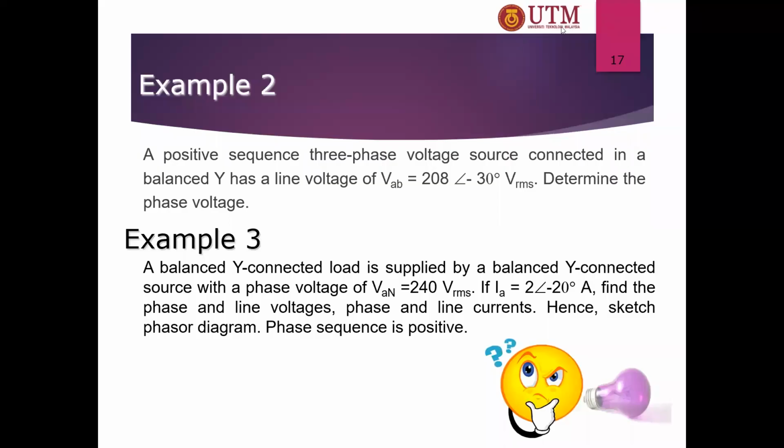Next we go for example two. Example two: a positive sequence three-phase voltage source connected in balanced Y connection has a line voltage VAB with a value of 208 angle negative 30 degrees, and this VAB is in VRMS. Determine the phase voltage.